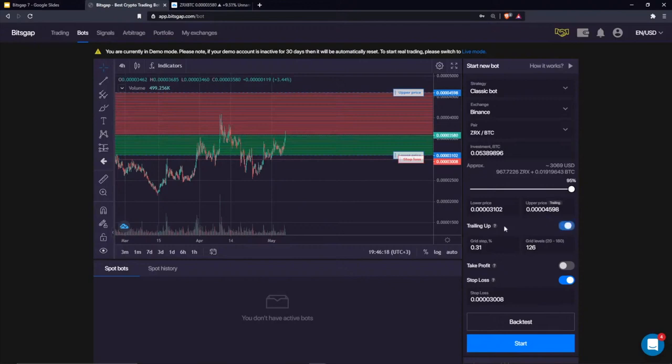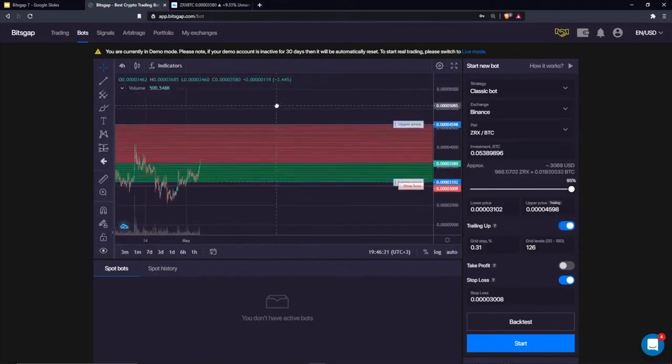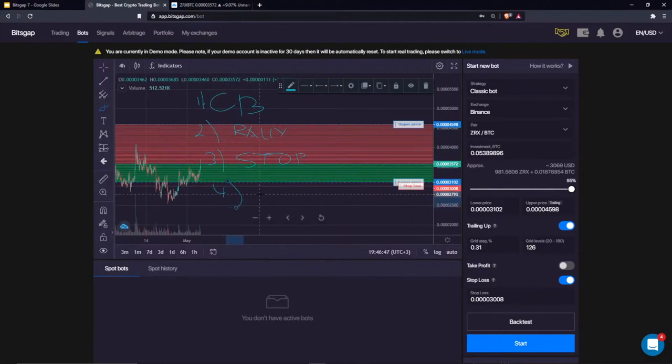The thing about the ultimate configuration, the ultimate high yield strategy, is that first of all, you think the price will go like this, a rally. You select the classic bot. You anticipate the rally. The third thing is the stop loss. And the fourth thing is the trailing up. I hope you can see this.